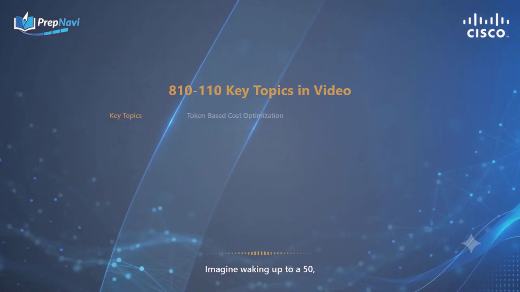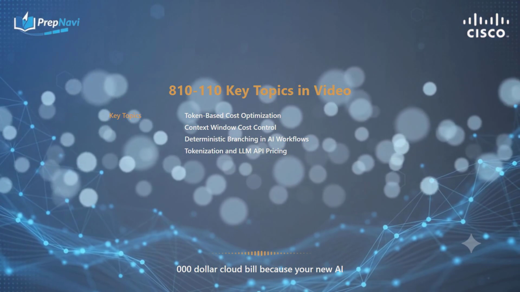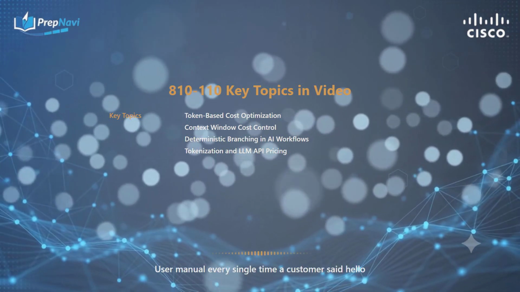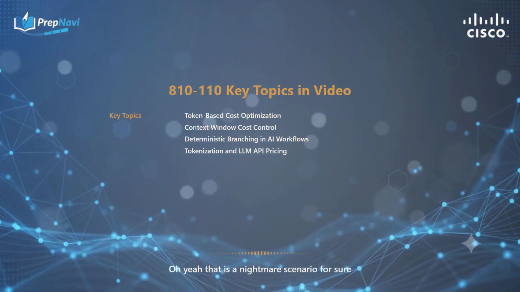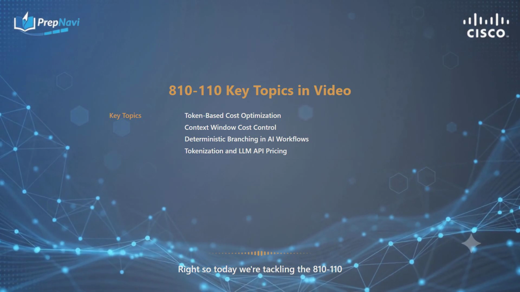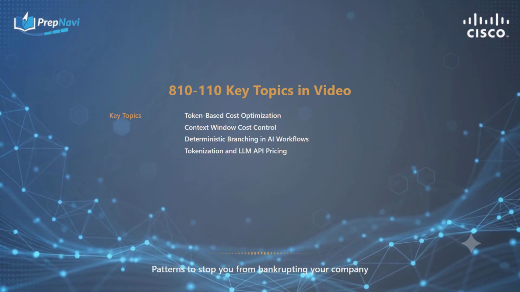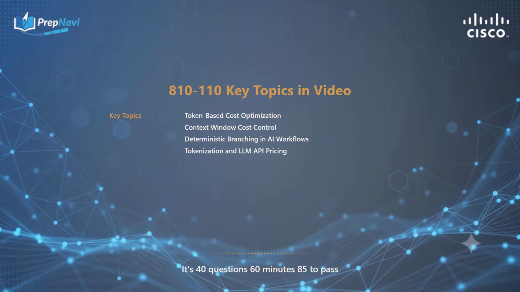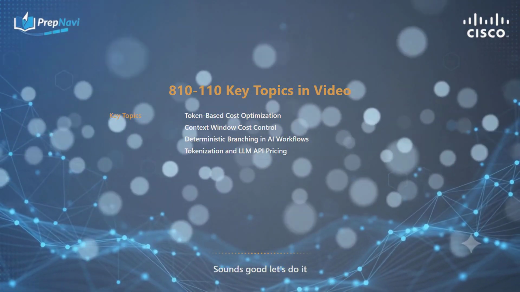Imagine waking up to like a $50,000 cloud bill because your new AI chatbot decided to summarize an entire user manual every single time a customer said hello. Oh yeah, that is a nightmare scenario for sure. Right. So today we're tackling the 810-110 exam, focusing on AI optimization and workflow patterns to stop you from bankrupting your company. It's 40 questions, 60 minutes, 85% to pass. Let's get you ready. First scenario up. Sounds good. Let's do it.